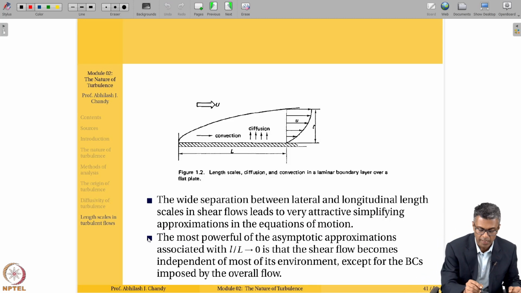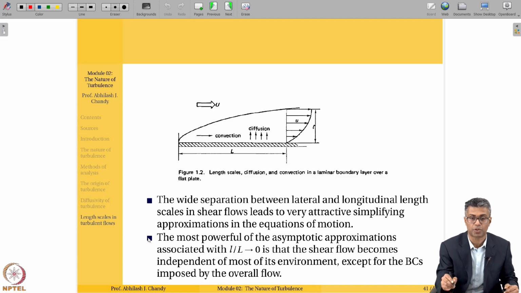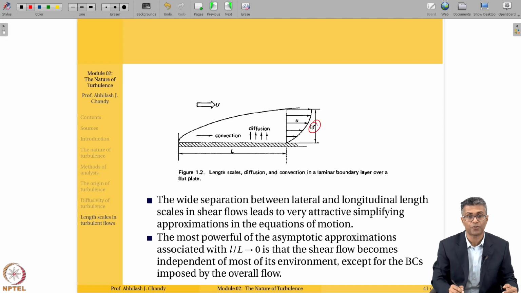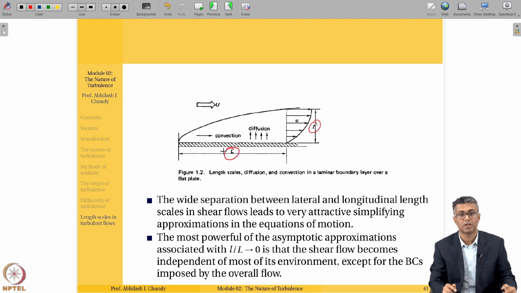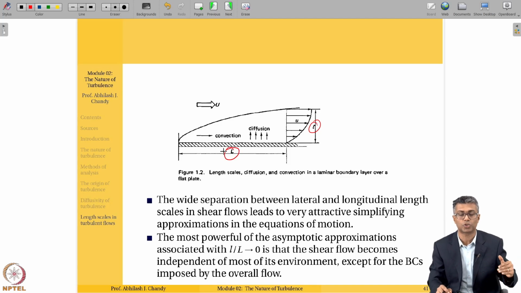If we look at this example here, I have convection and diffusion. Again, this is all convection and diffusion of momentum. So you have momentum transport in the horizontal direction, the axial direction along the flow, and you have diffusion of momentum away from the surface, in the transverse direction, as indicated in this figure. So you have a small l, which is your diffusive length scale, and a capital L, which is a convective length scale. This wide separation between lateral and longitudinal length scales leads to a lot of different assumptions.